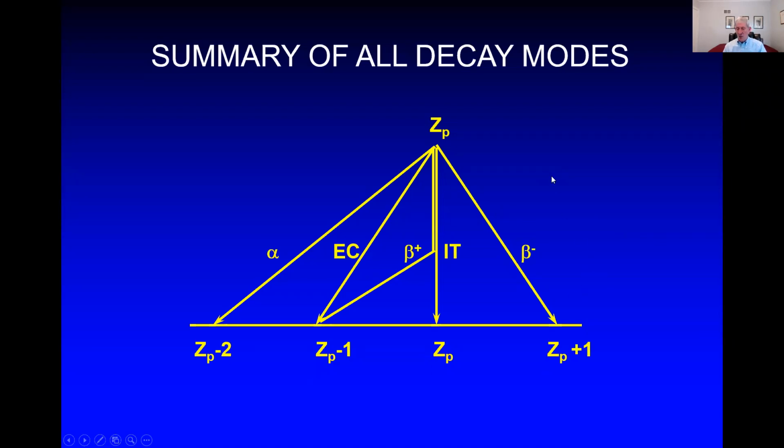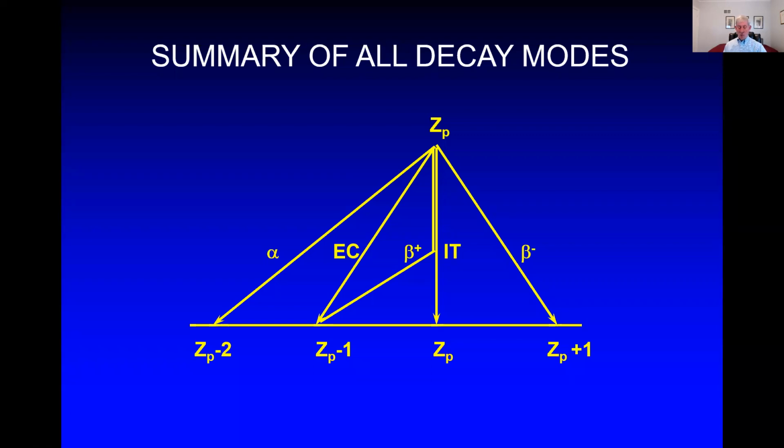Beta minus goes from Z to Z plus 1. IT, no change in Z. Beta plus goes from Z of the parent to Z of the parent minus 1, as it does with electron capture. And alpha is Z of the parent to Z of the parent minus 2. So hopefully that diagram will clarify for you, if you had any doubts about it, the directions of the arrows in all the different modes of decay.